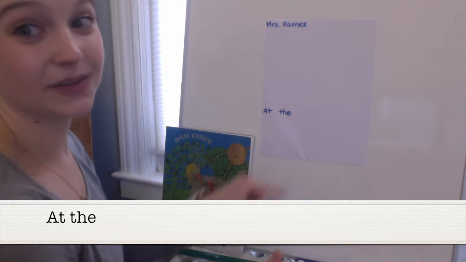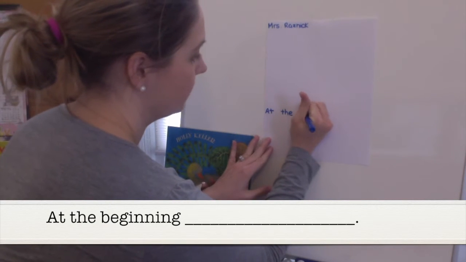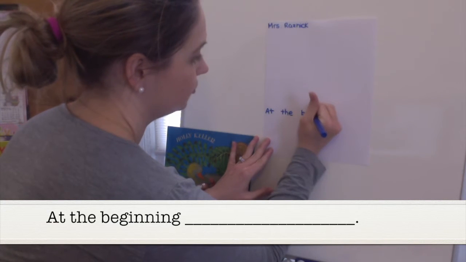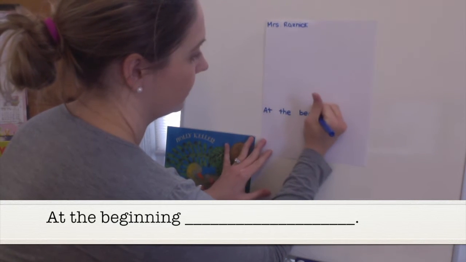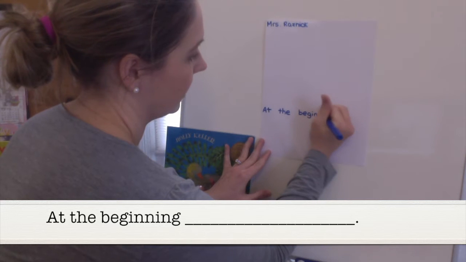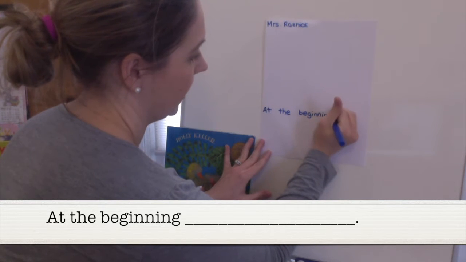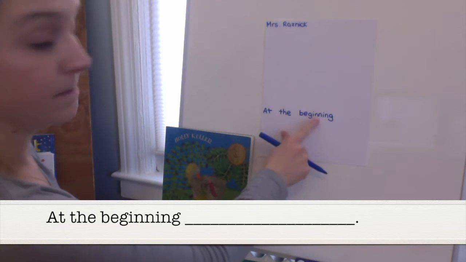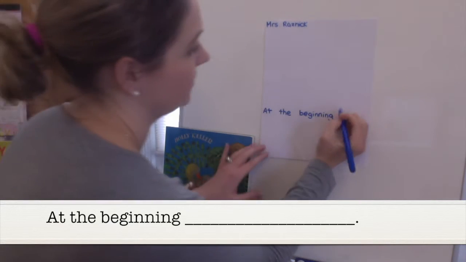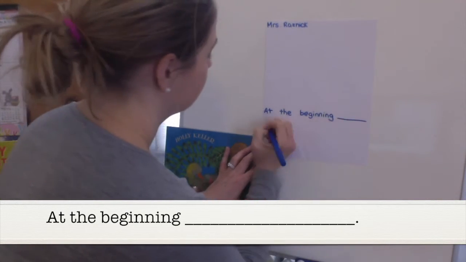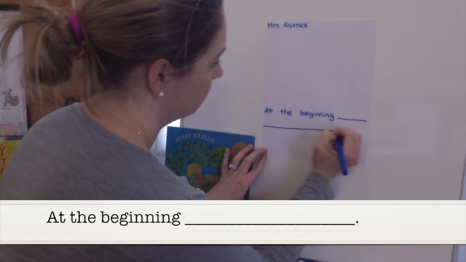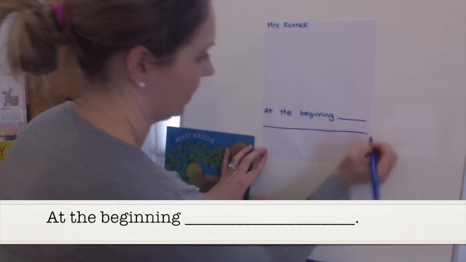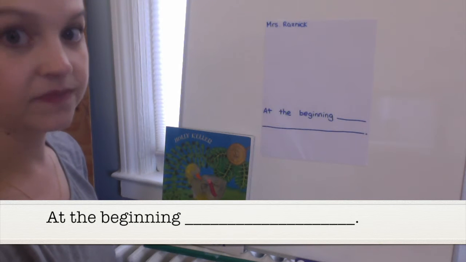And then we're going to use the word beginning, which is kind of long. I'll spell it for you. B-E-G-I-N-N-I-N-G. So now we have, at the beginning. And we're going to make a good enough space for us to write how they were at the beginning.